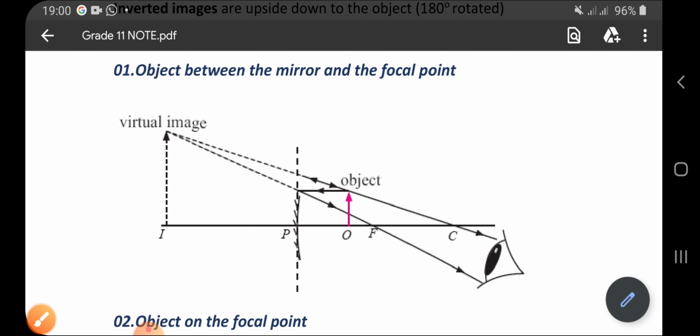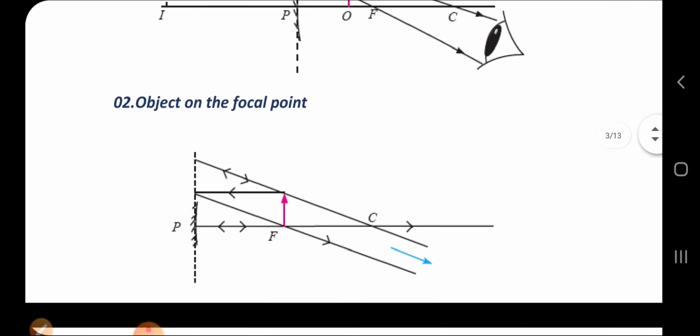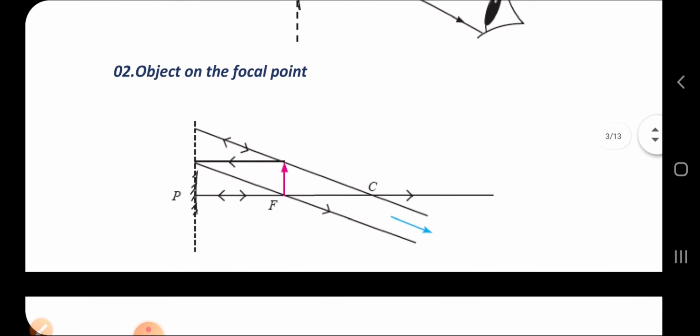This image is a virtual image, that means it can't be taken onto a screen. And if you consider the size of the object and the virtual image, you can see that the virtual image is larger than the object. So we say the image is enlarged and the image is upright. Let's move on to the second position, that is the object which is kept on the focal point.